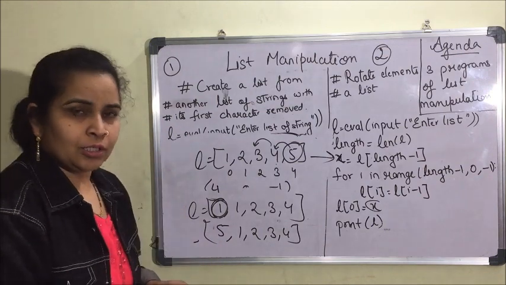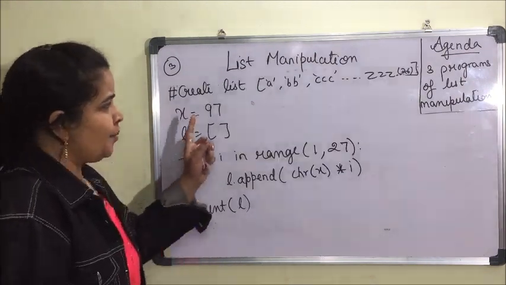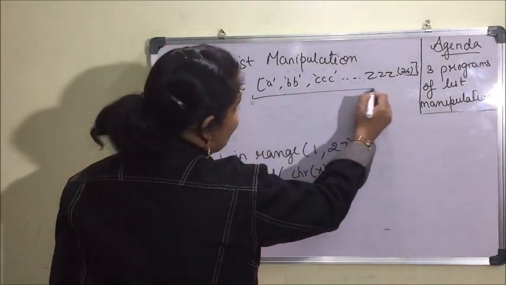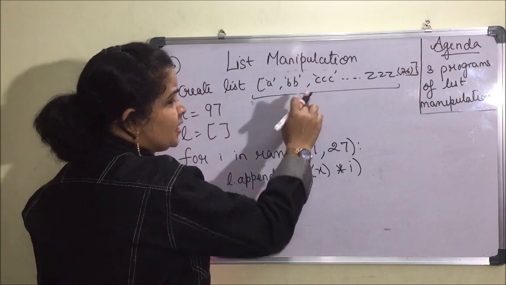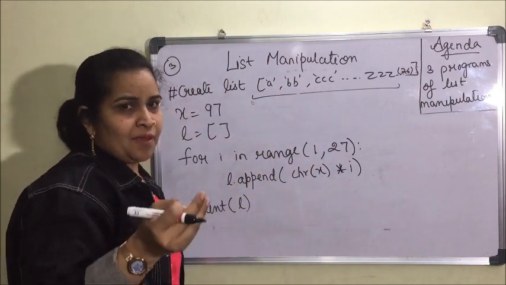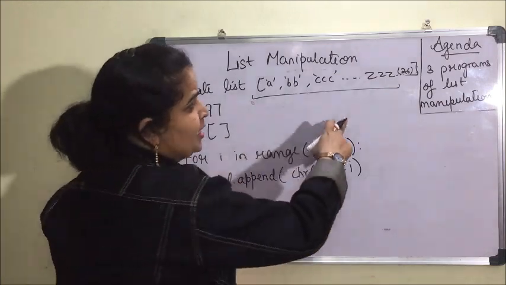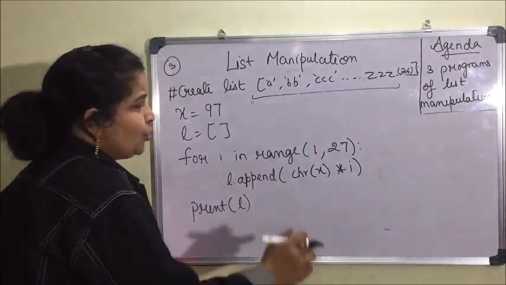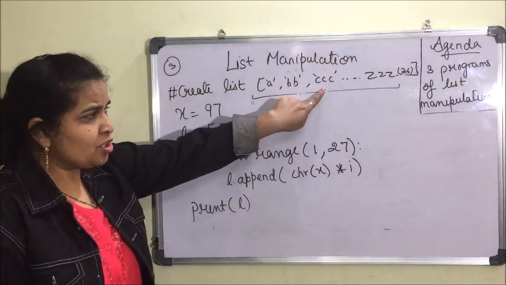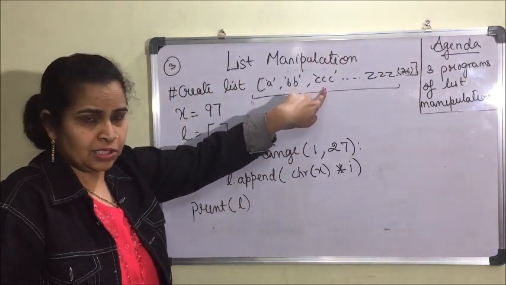Now we will move to the third program. In this program we have to create a list that looks like this: A, B, B, C, C, C, D four times, then E 5 times, then F 6 times, and finally Z 26 times. So you can see that the operation going on here is replication.